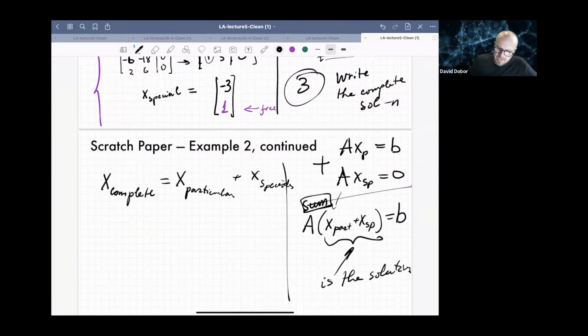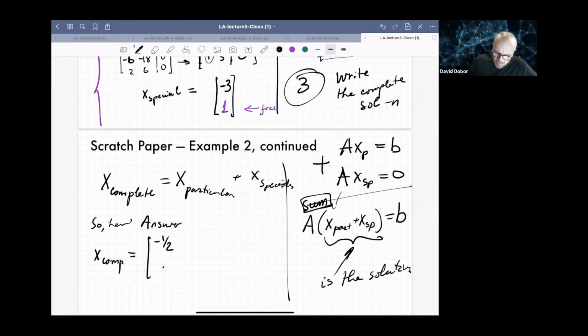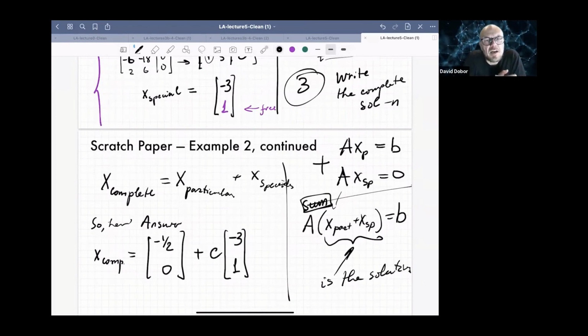So in this case, what is the solution? Here, x complete, the final answer. x complete is going to be the particular solution, which was -1/2, 0, plus what's in the special? All the multiples. The null space is an entire line. So that's how I write down the line of solutions there.